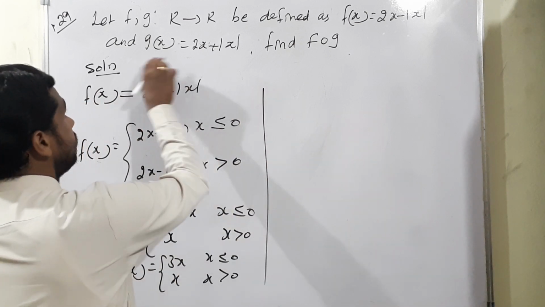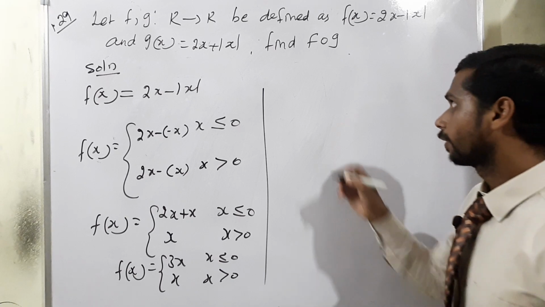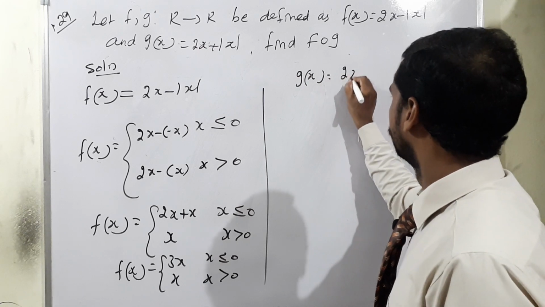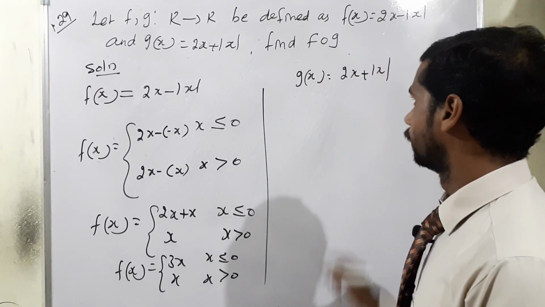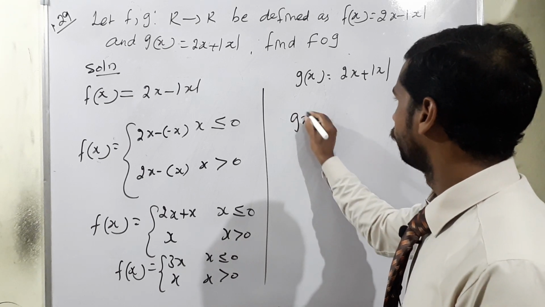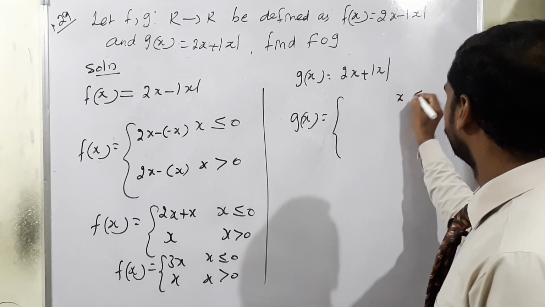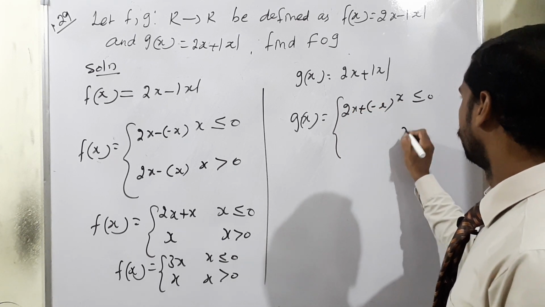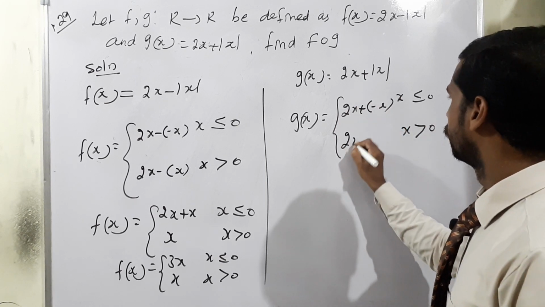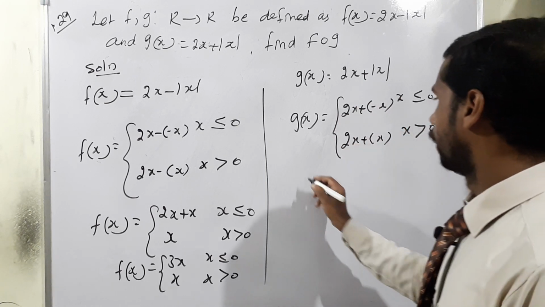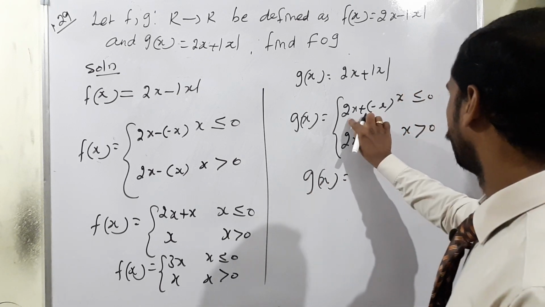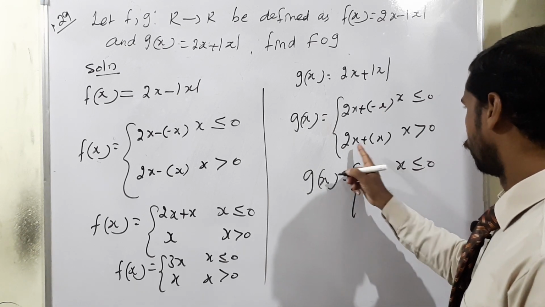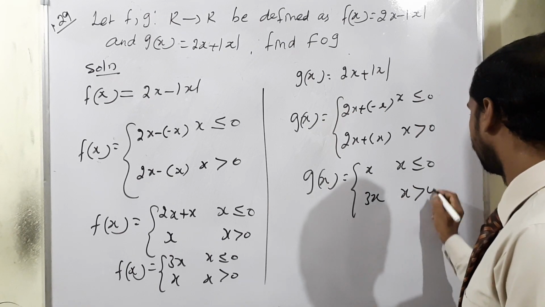But the next case, g of x is equal to the given condition 2x plus modulus of x. Here also the same condition: g of x when x is less than or equal to 0. What will happen? 2x plus, inside we can write minus x. Then when x is greater than 0, it means 2x plus x. Therefore, g of x is equal to 2x minus x, only single x, when x is less than or equal to 0. 2x plus x means 3x when x is greater than 0.